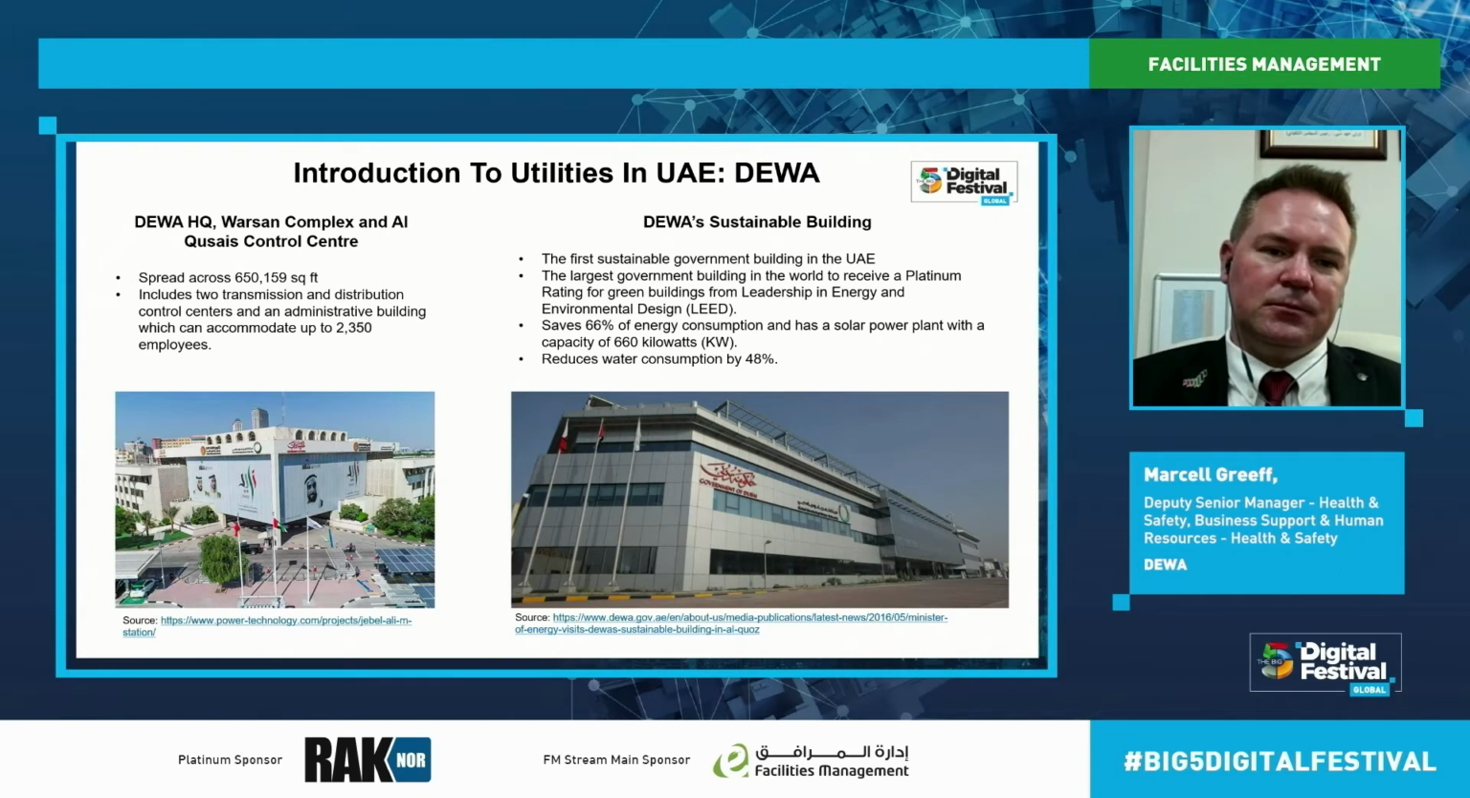DEWA has a head office, which at the moment spreads over about 650,000 square feet and includes a transmission and distribution control center as well as an administrative building. The administrative building can seat 2,350 people working for DEWA. DEWA is also very proud to have a sustainable building. It was the first sustainable green building in the UAE, and it's the largest government building in the world to receive the platinum rating.